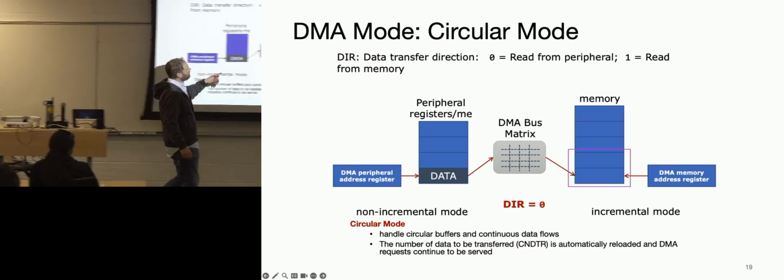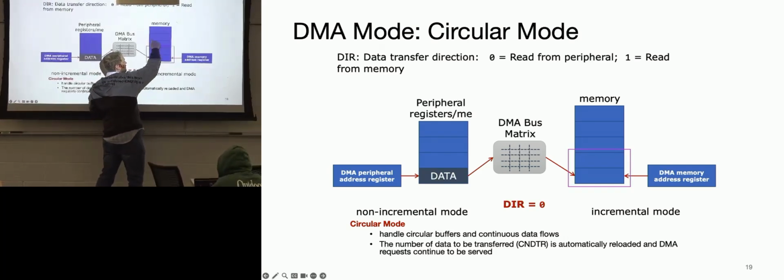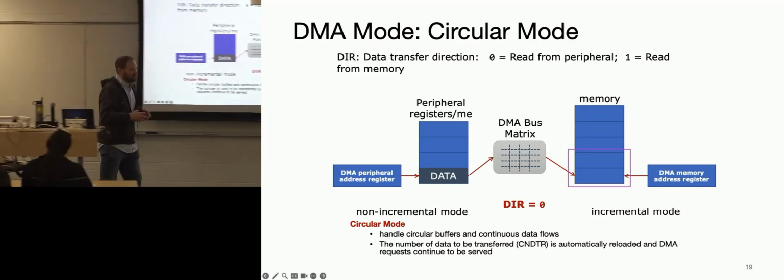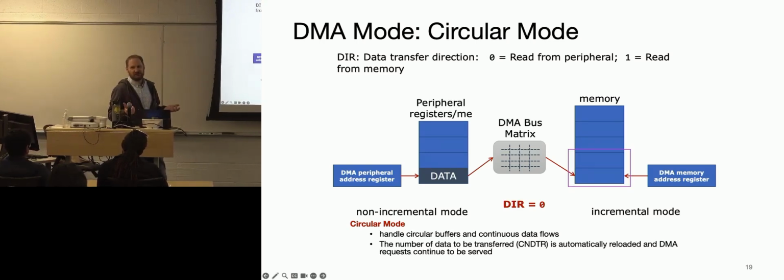But the circular buffer mode, basically, it's got a memory address, and it just keeps going. As soon as it gets to the top of the memory address, it keeps coming back down. So circular buffers are another good way to deal with streaming data. You guys learned about circular buffers and ping pong buffers, I assume?